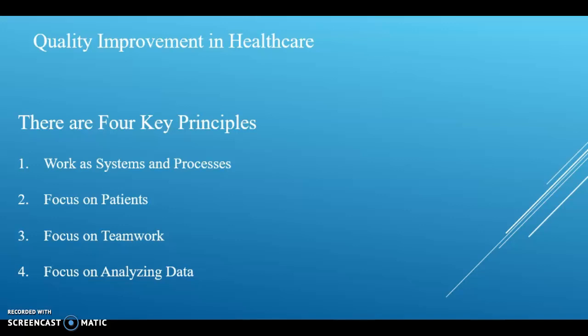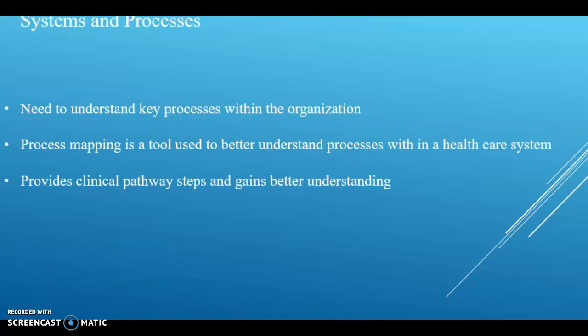So quality improvement in healthcare has 4 key principles, and that's work as systems and processes. It focuses on patients, it focuses on teamwork, and it focuses on analyzing data. Organizations need to understand key processes for quality improvement. The resources provided, along with how they are utilized, both affect patient care and achieve the greatest outcome, and they should be addressed simultaneously.